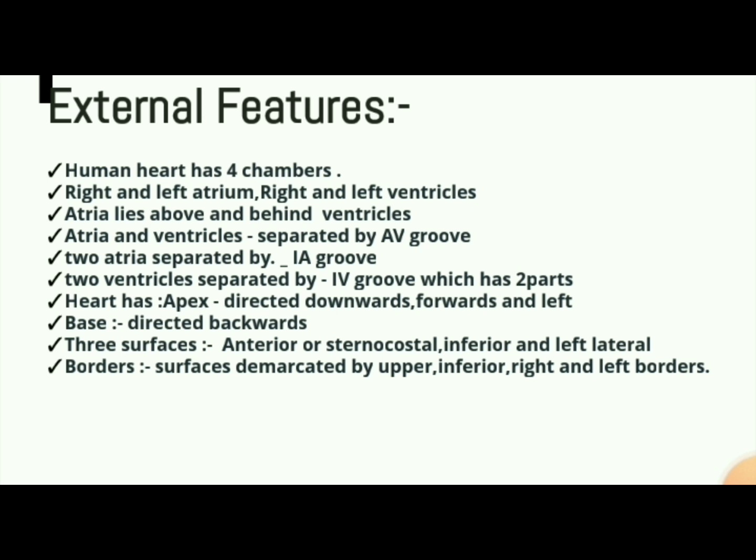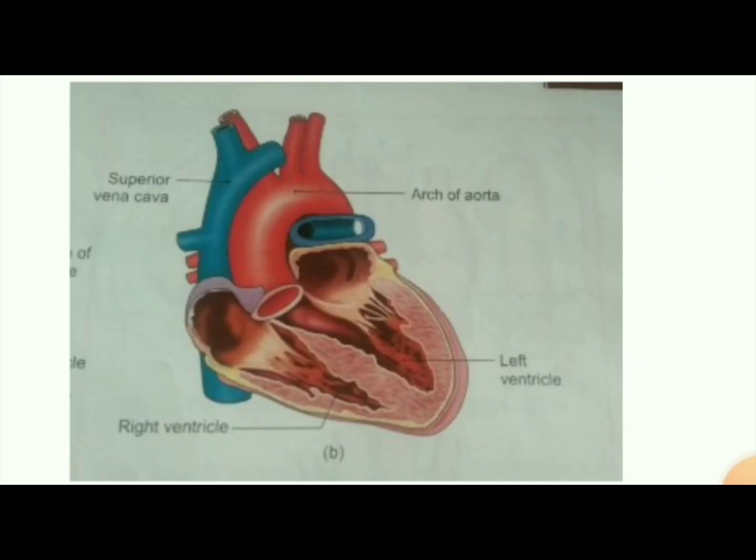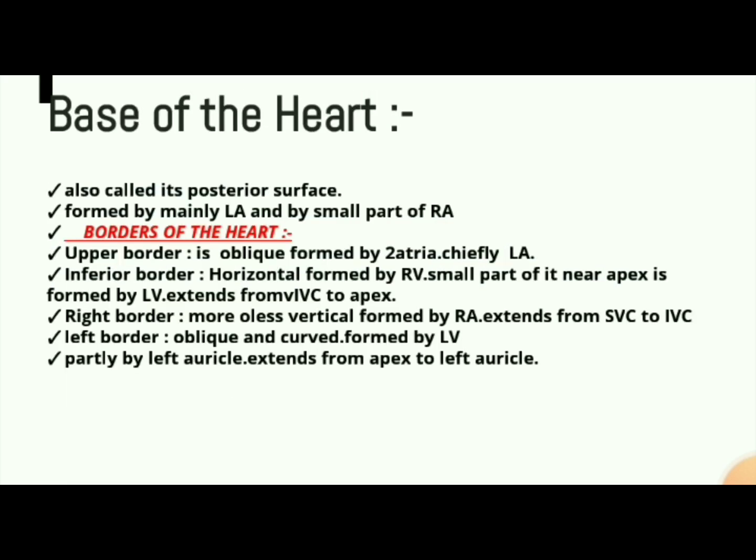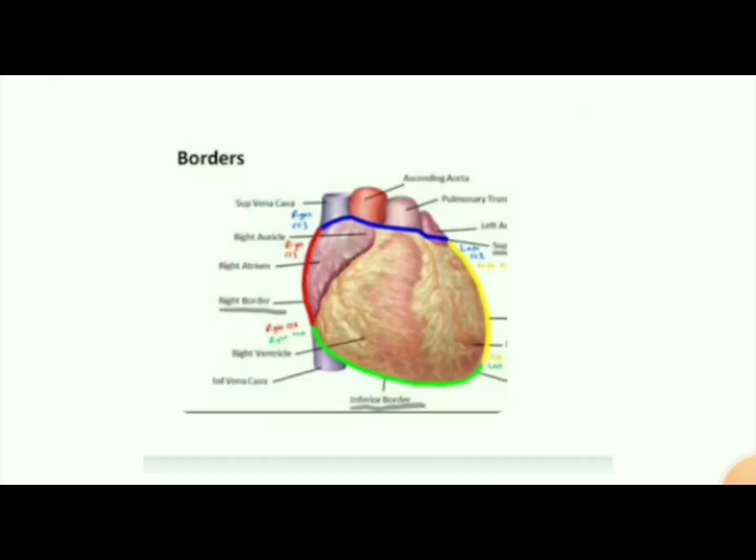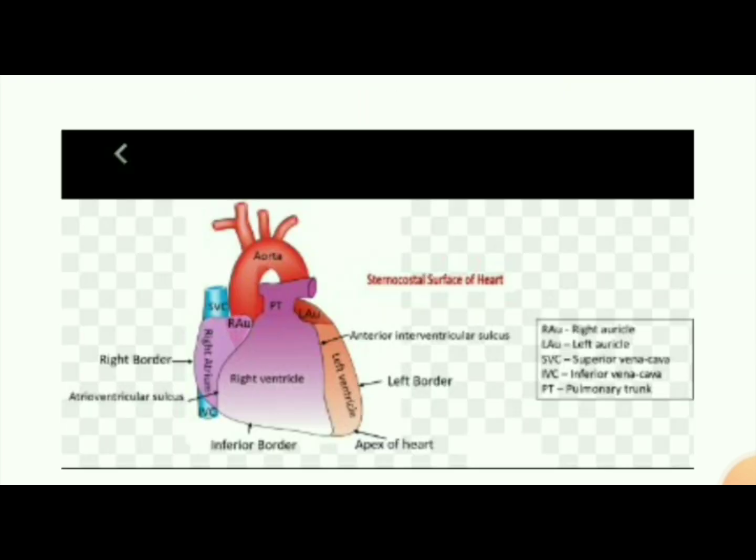The heart has 3 surfaces: the anterior or sternocostal surface, the inferior surface and the left lateral surface. Let's look at the surfaces of the heart. I'm going to show you another picture. This is the sternocostal surface of the heart, which we can also call the anterior surface. Similarly, we have the left lateral surface and the inferior surface of the heart. We will discuss this in detail in the next portion.